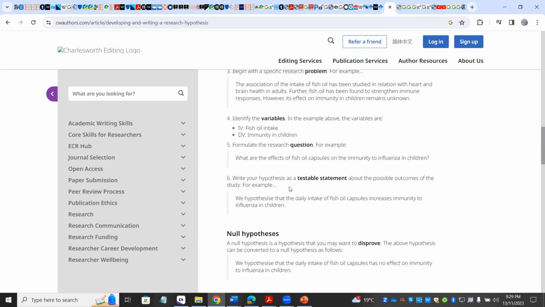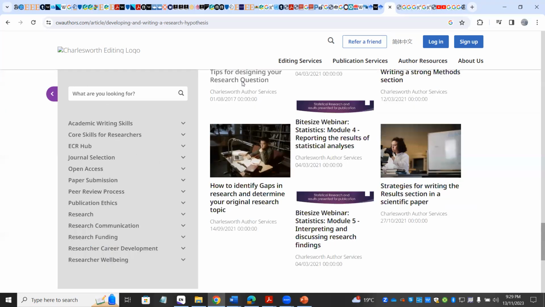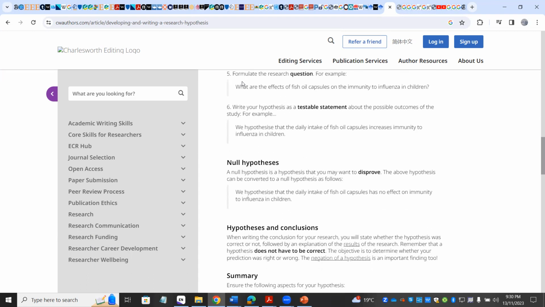Then you now translate your question into what? You translate your question into a hypothesis. So we hypothesize that the daily intake of fish oil capsules increases immunity to influenza in children. That's it. Then from here, the null and the alternative hypothesis will come in.